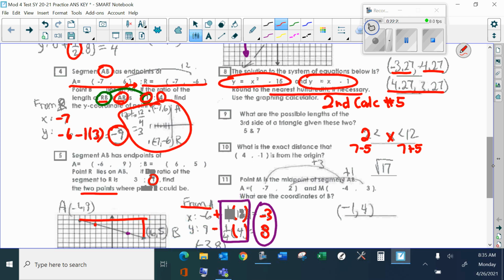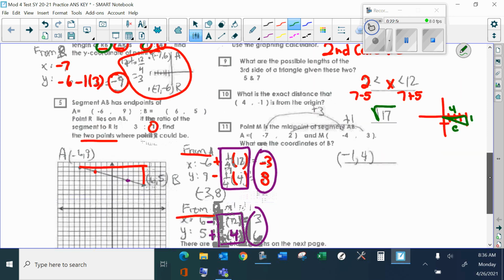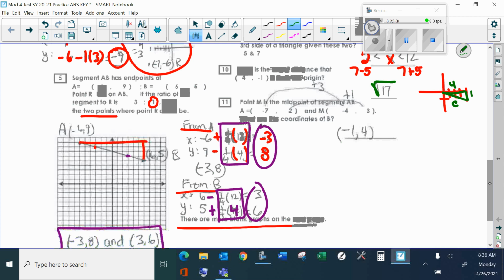What's the exact distance that 4, negative 1 is from the origin? That's the Pythagorean theorem. Okay, so you've got a squared plus b squared equals c squared. If you need to, you could plot that. 1, 2, 3, 4, -1. And I just do the Pythagorean theorem now. Draw my right triangle. That's a 4, and this is a 1. Obviously, c is my hypotenuse. I have 16 plus 1 is 17, and I have to take the square root. That does not simplify, so I leave it as square root of 17. You do not put it as a decimal, or you get marked down. On the test, you would get no points. You have to follow the directions.